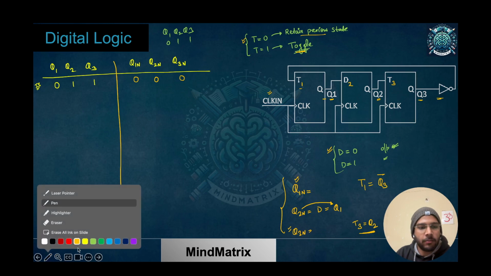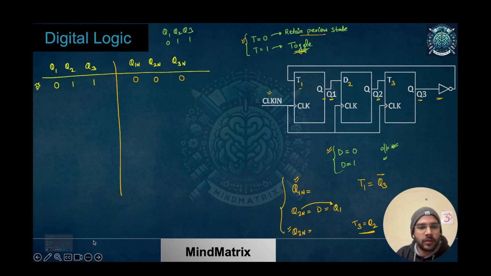Let me write it more clearly for all of you. If T3 value is 0 or 1, there are two possibilities. If it is 0, Q3n will be equal to Q3, and if T3 value is 1, Q3n will be equal to Q3 complement. I hope now it is clear, right? Similarly here also we can write, if T1 value is 0, in that case it is going to be Q1, because it is going to retain the same state.